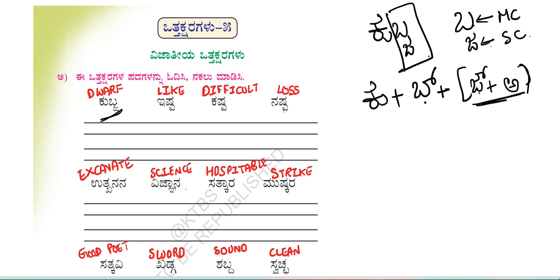Together, J plus R together will come here, Kubja. So we will read this as Kubja. This word can be read as Kubja.